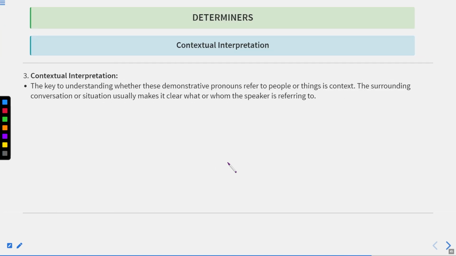Contextual interpretation. The key to understanding whether these demonstrative pronouns refer to people or things is context. The surrounding conversation or situation usually makes it clear what or whom the speaker is referring to.